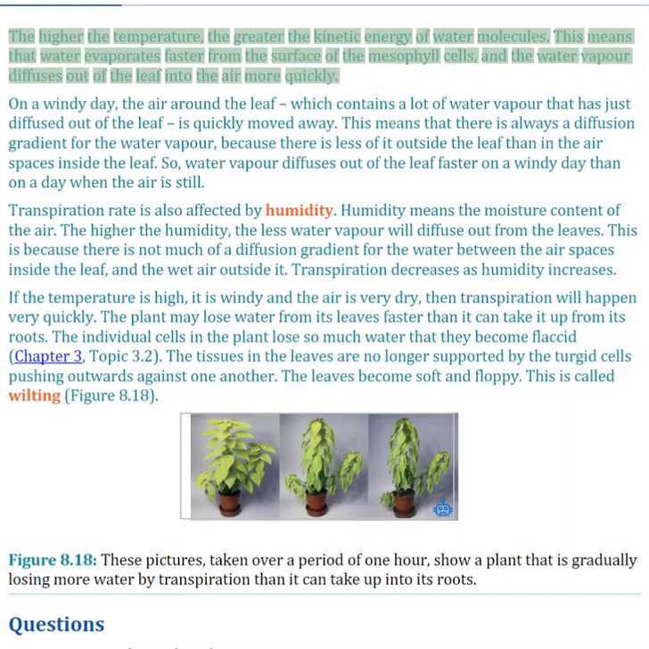The higher the temperature, the greater the kinetic energy of water molecules. This means that water evaporates faster from the surface of the mesophyll cells, and the water vapor diffuses out of the leaf into the air more quickly.